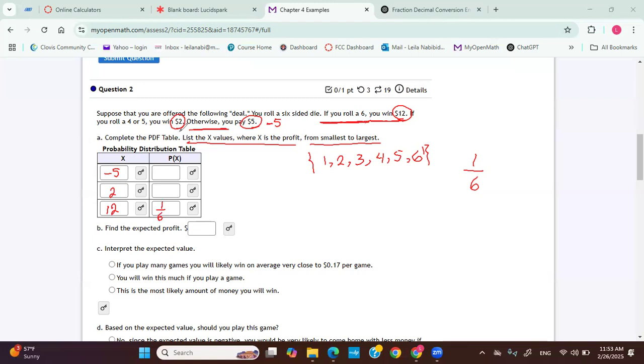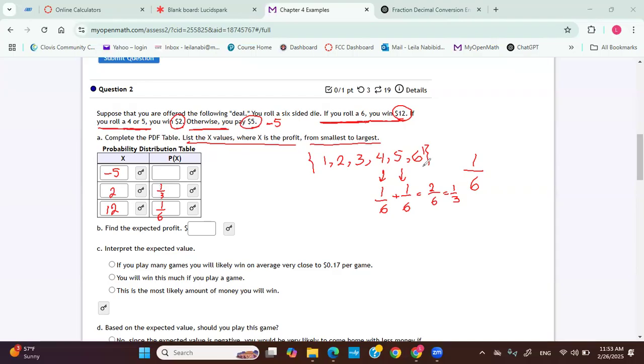Now, what is the probability of winning $2? $2 is when you roll 4 or 5. Or means add. Remember that. So what is the probability of getting 4? Again, it's 1 out of 6. What's the probability of getting 5? It's 1 out of 6, but because of that or, I need to add them together. And 1 over 6 plus 1 over 6 is 2 over 6. If I simplify this, it gives me 1/3. So the probability of getting 4 or 5 is 1/3, and the probability of winning $2 is 1/3.